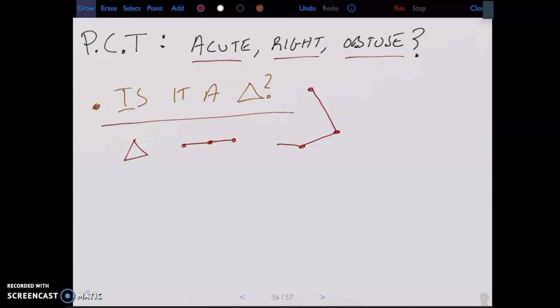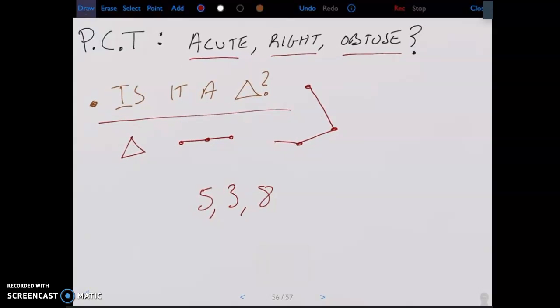Or is it an open? Triangle, line, open. So here we go. Let's go 5, 3, 8. If I have a triangle with side lengths 5, 3, and 8, is it going to be a triangle or is it going to be a line? So when I look at this, I see, okay, 5, 3, and 8.